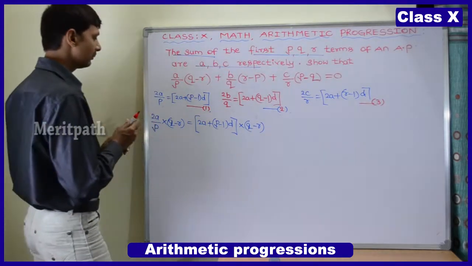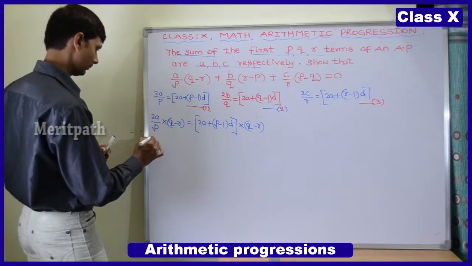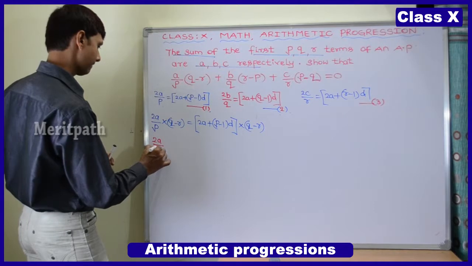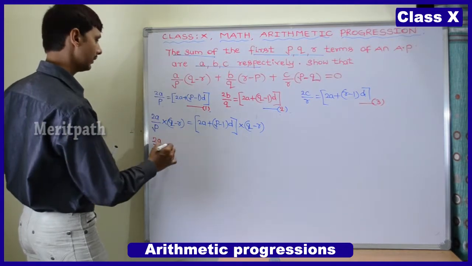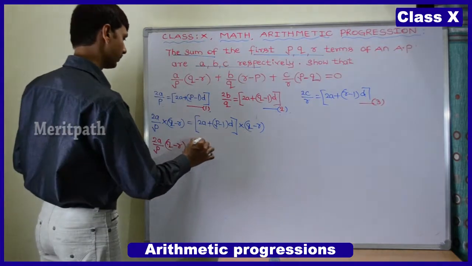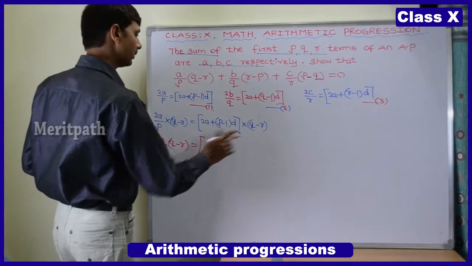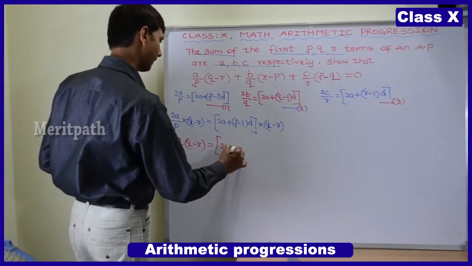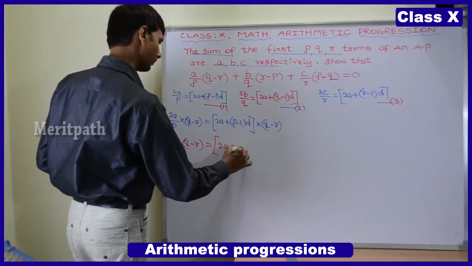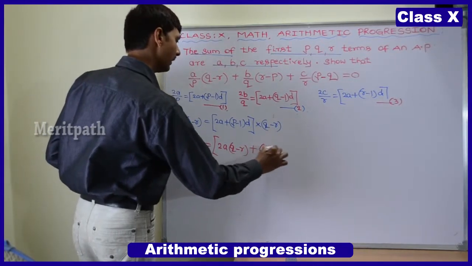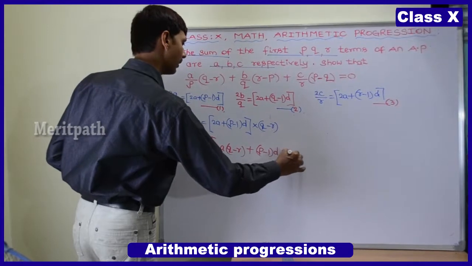So let us simplify this. 2a by p into q minus r is equal to, when we multiply with q minus r, 2a into q minus r plus p minus 1 into d into q minus r.